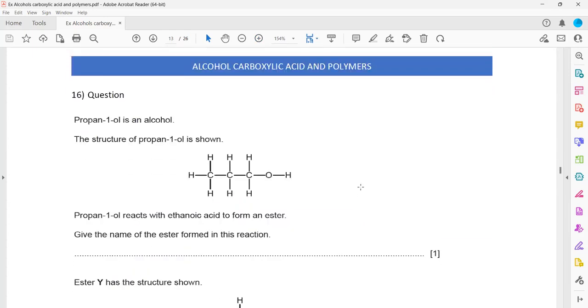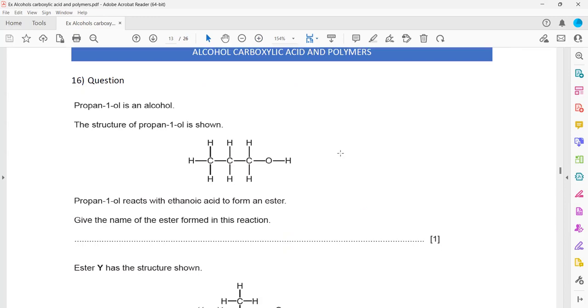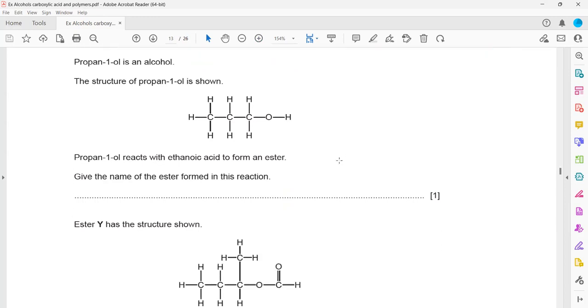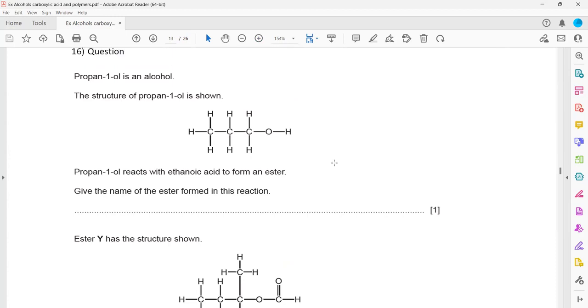In question 16, propan-1-ol is an alcohol. The structure of propan-1-ol is shown. Propan-1-ol reacts with ethanoic acid to form an ester. Which ester will form? Propan-1-ol, or propanol, is reacting with ethanoic acid.